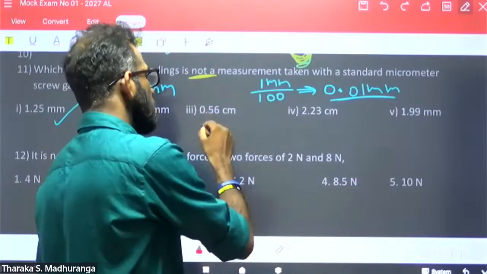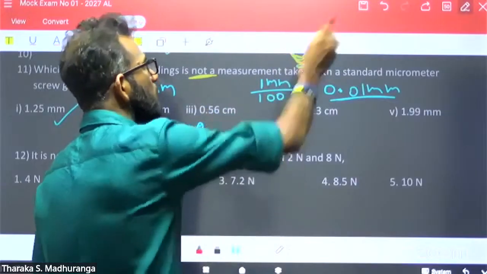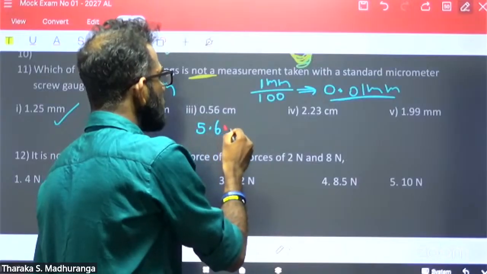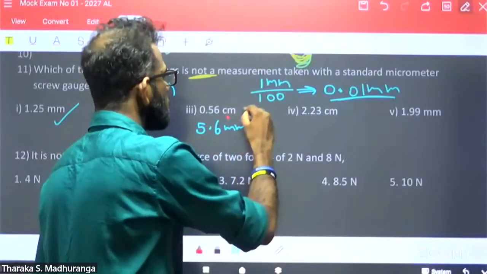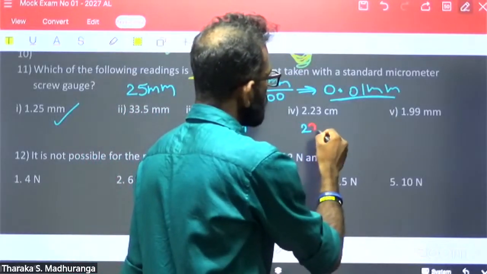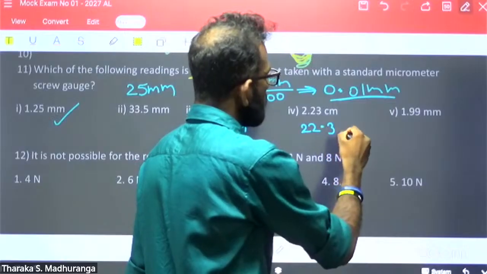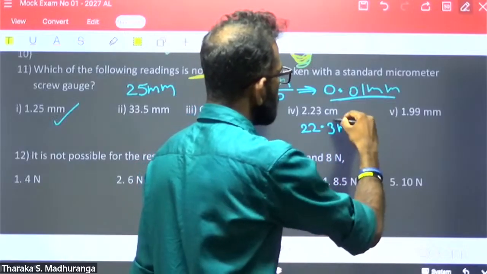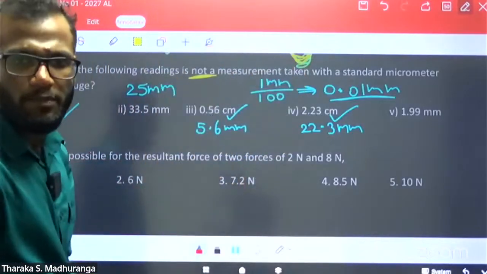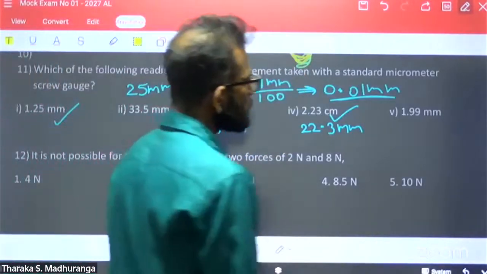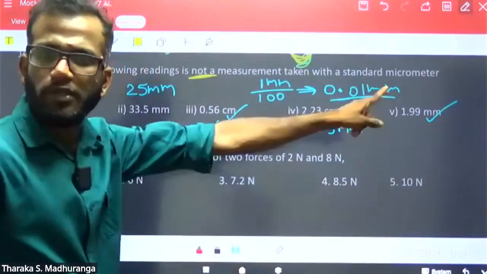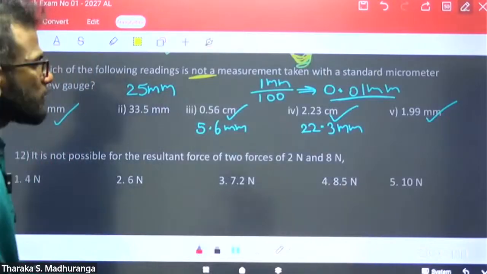Come to the third question. 3.56 centimeter. If we convert into millimeter, it is 35.6 millimeters. It's no problem. It's okay. 2.23 means 22.3 millimeter. 1 decimal point, no problem, and it is less than 25 millimeter. It's okay. 1.99 millimeter. It's okay. 2 decimal points. Okay.